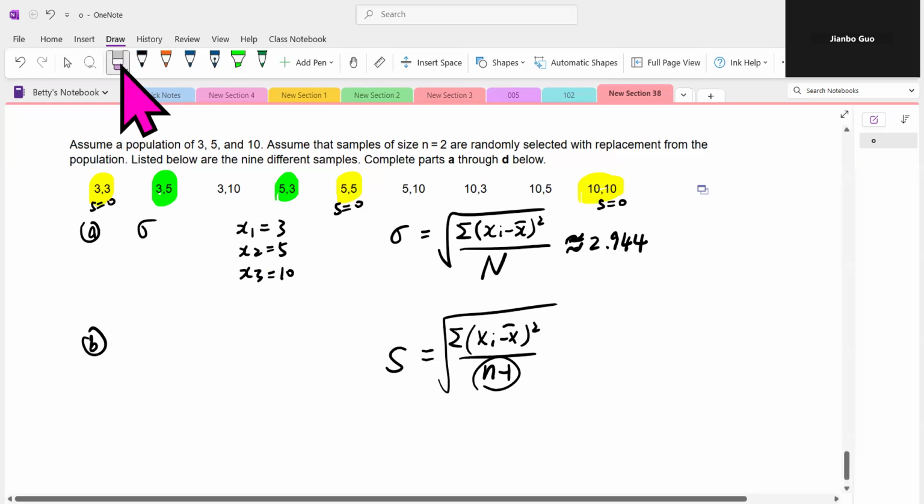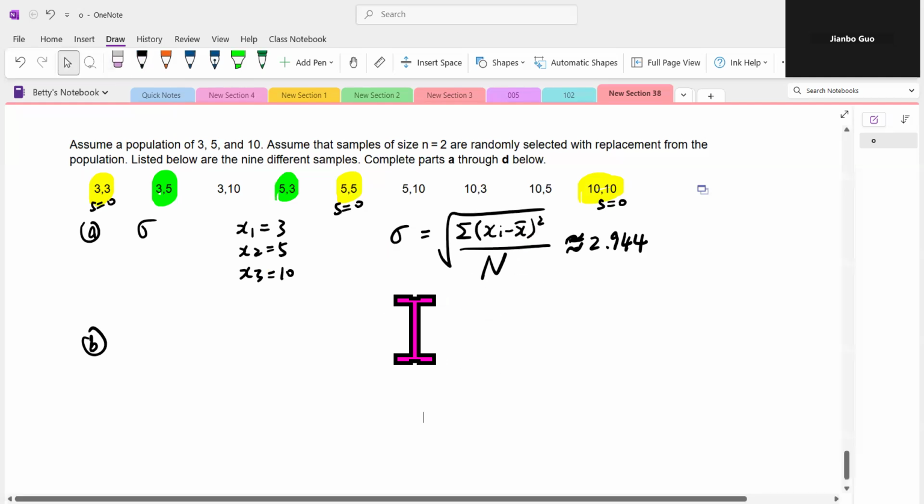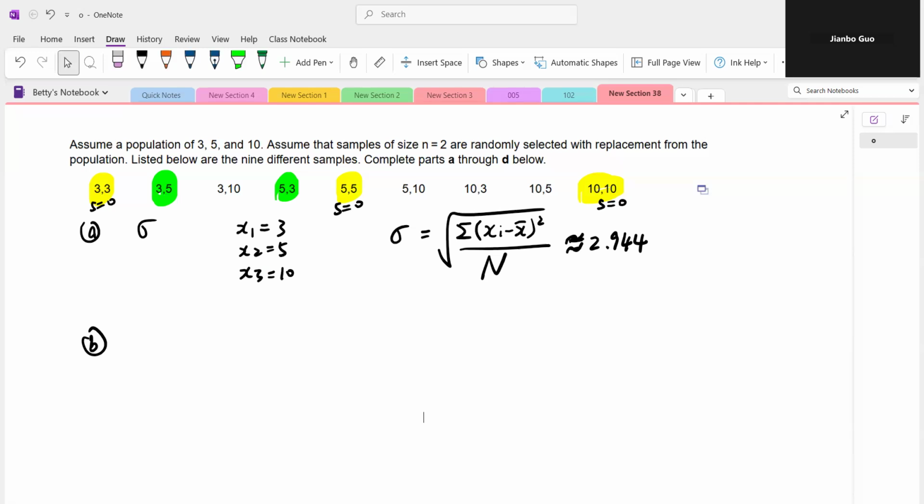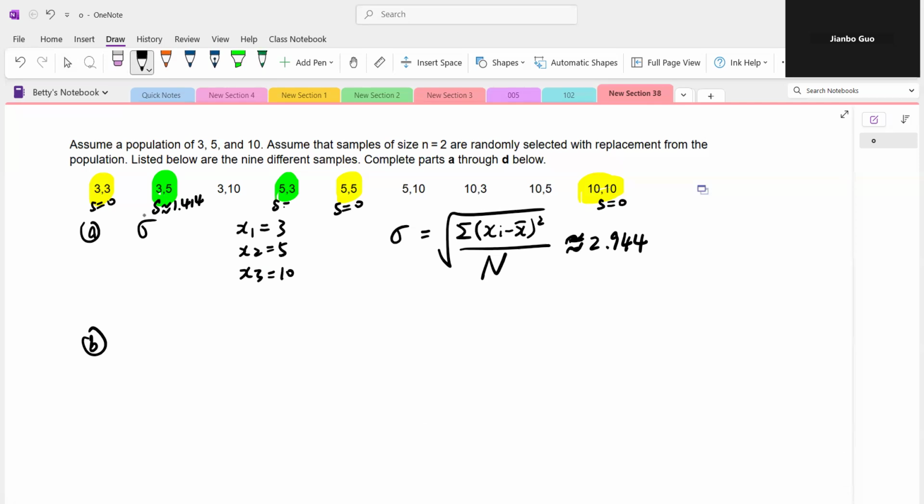You can also use the TI-84 calculator to find a sample standard deviation. Here, I have the values 3, 5, 5, 3 in the calculator. I'm just going to write this down. It is 1.414 after rounding. So 1.414 for the 2 green samples.